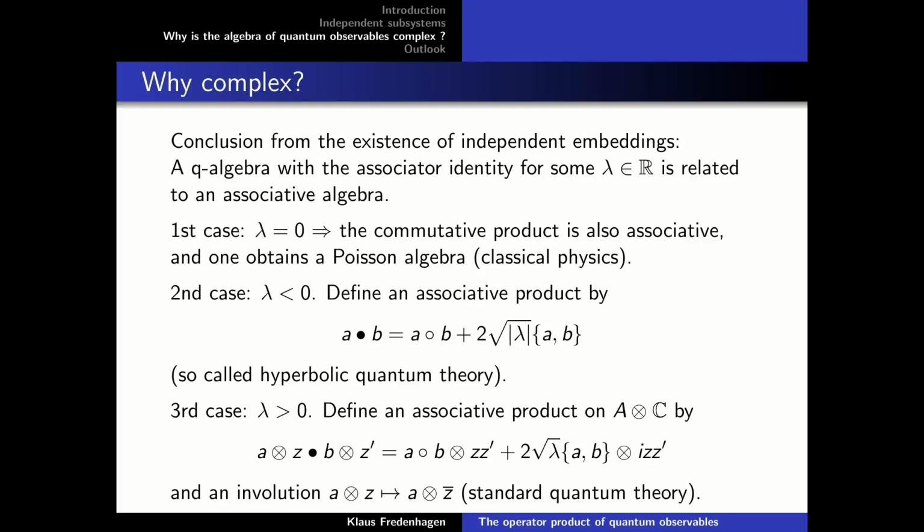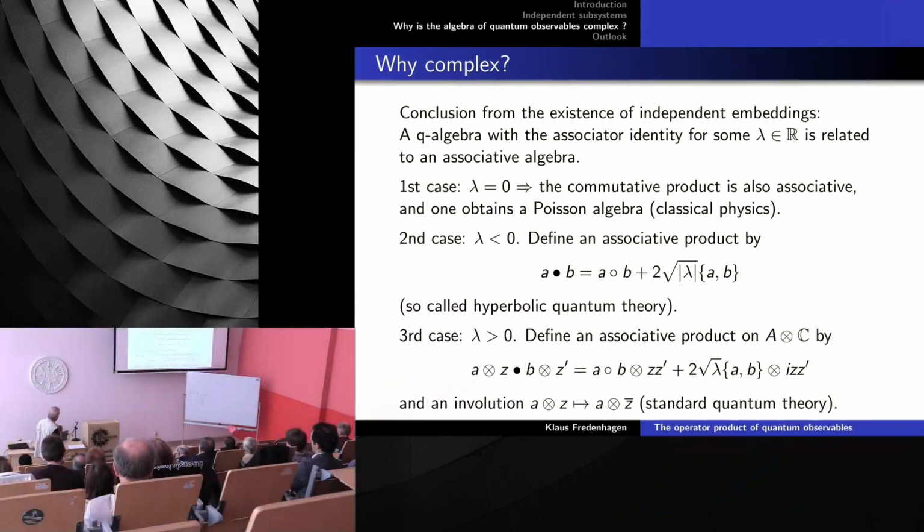But we have the third case, lambda positive. This would be our standard case. We had in quantum physics lambda equal h bar squared over 4, so this is a positive quantity. And in this case, one has this associative product not on A itself, but on the complexified A. So we have to tensor by the complex numbers, and one has this product which I already wrote in the beginning. And in addition, to find the observables in this larger algebra, you look at those elements which are invariant under the involution, where I take the complex conjugate on the side of the complex numbers here. This is just standard quantum theory.